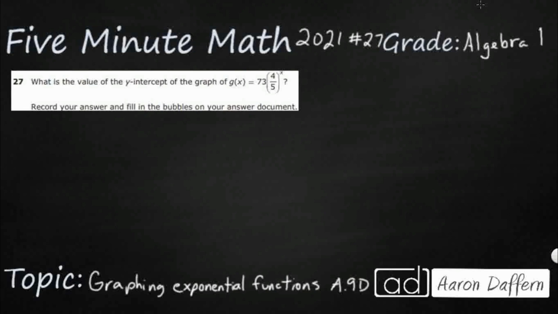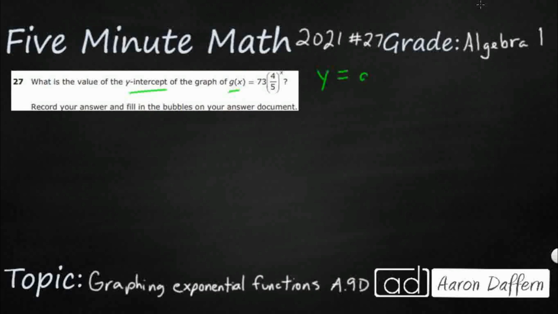So we've got a very simple question here, and if you know what you're looking for, you can probably go straight to the answer. But if not, that's what this video is for. We're looking for the y-intercept of this exponential function, g of x equals 73 times 4/5 to the x power. So let's break this down here.